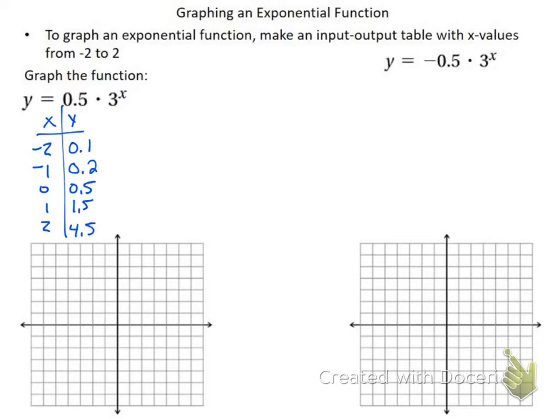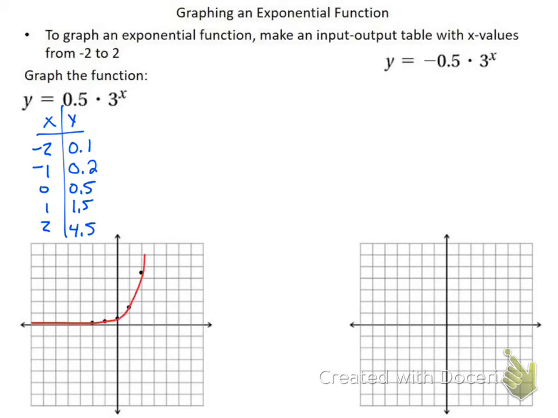And so when I plot each of those points, negative 2, 0.1, again, is just super close to the x-axis. Negative 1, 0.2 is, again, still really close to the x-axis. 0, 1/2 is halfway in between. 1, 1.5 is right 1, up 1.5, and then 2, up 1, 2, 3, 4.5. And so what I get here is a graph looking like this.